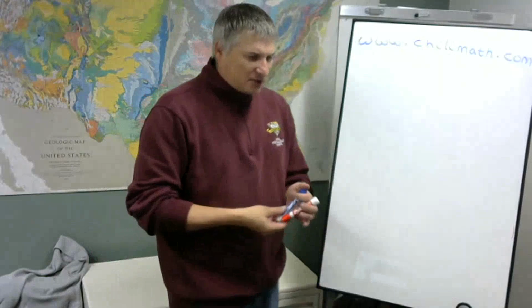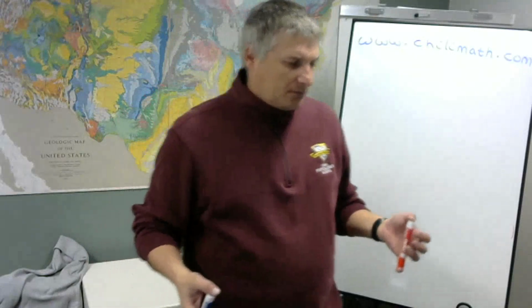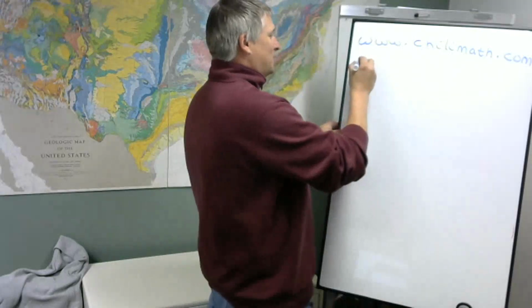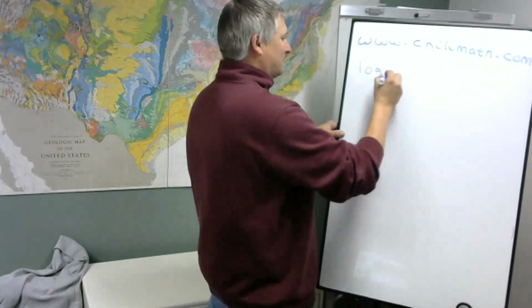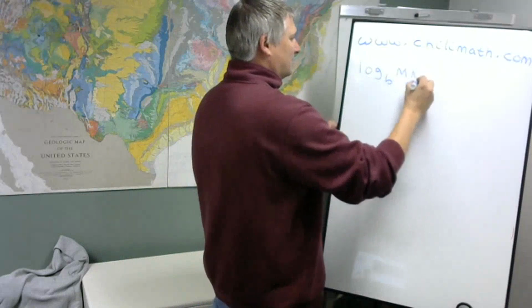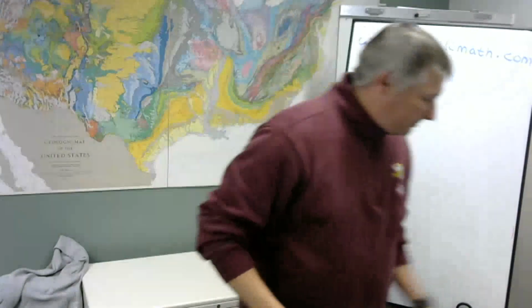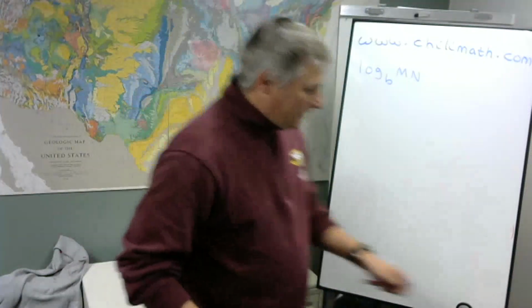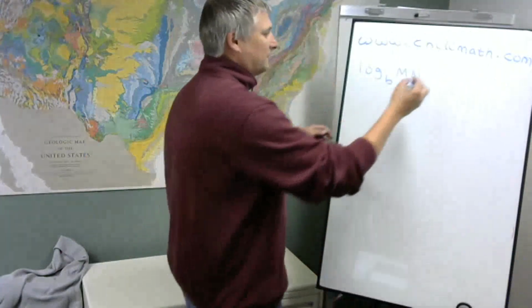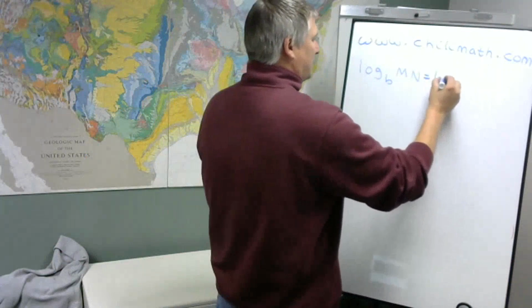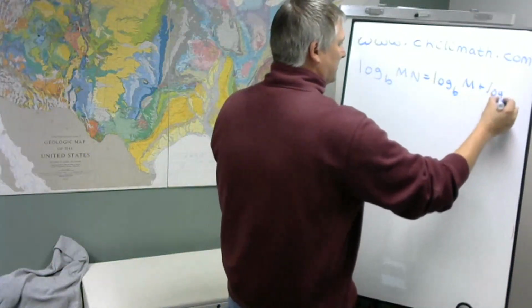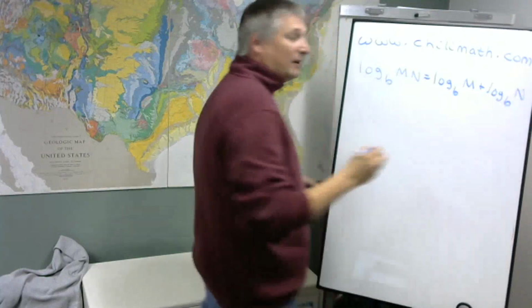The thing I want to look at is the properties. The first property has to do with the relationship between products and sums, and it's this one. The logarithm base b of m times n is equal to the logarithm base b of m plus the logarithm base b of n.